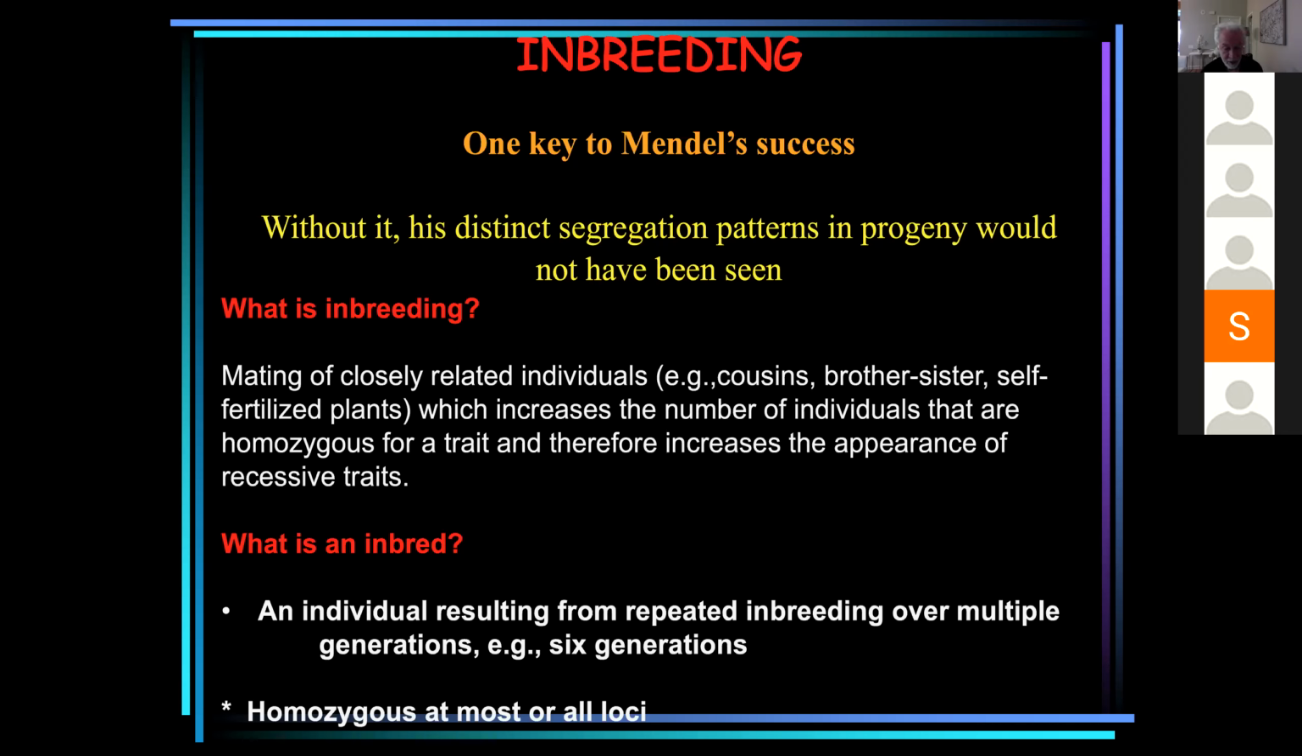So what is an inbred then? It's an individual that's resulted from repeated inbreeding. And usually to get a true inbred line, it takes at least 6 generations of inbreeding, so that the inbred is homozygous at most or all loci. Okay, any question about what inbreeding or an inbred is?